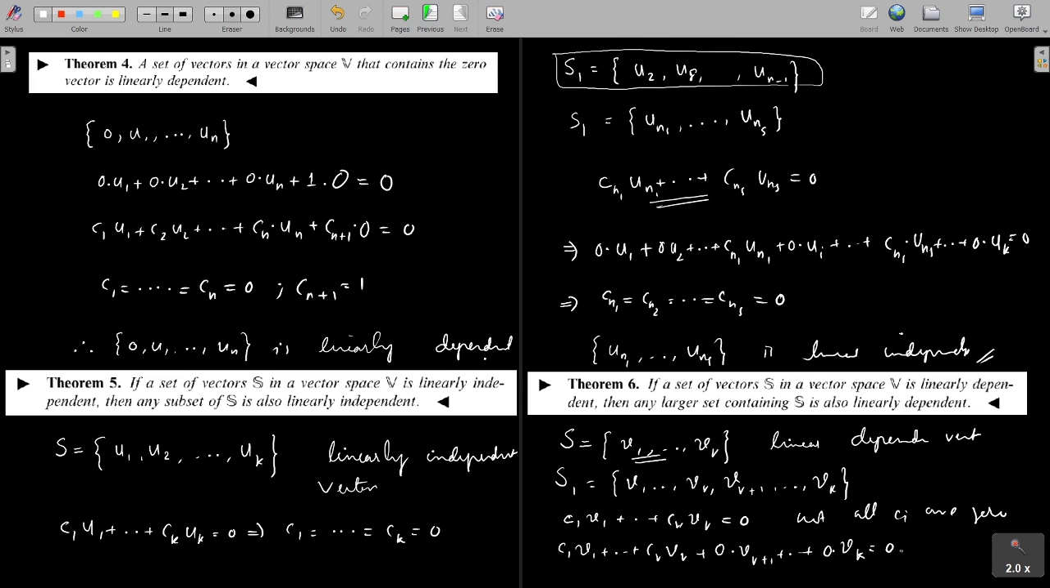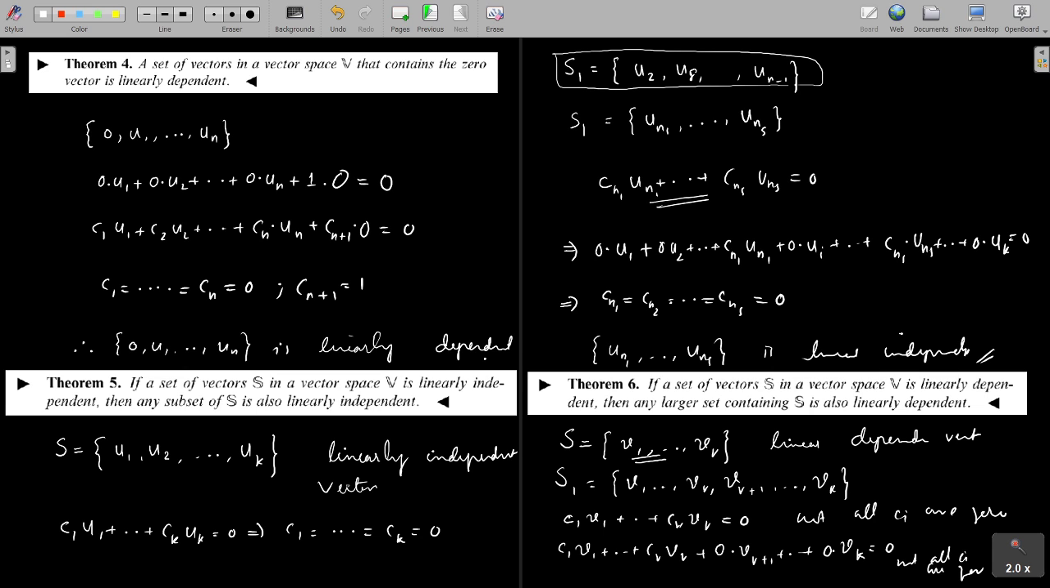So this implies that not all coefficients are 0. Because we have non-zero coefficients with this expression equal to 0, you can easily construct for these vectors v1, v2, etc., up to vk, a combination equal to 0 with some non-zero coefficients. This shows that the set S1 is linearly dependent. That means any superset of a linearly dependent set S is linearly dependent. But in the case of linearly independent sets, any subset of a linearly independent set is linearly independent.